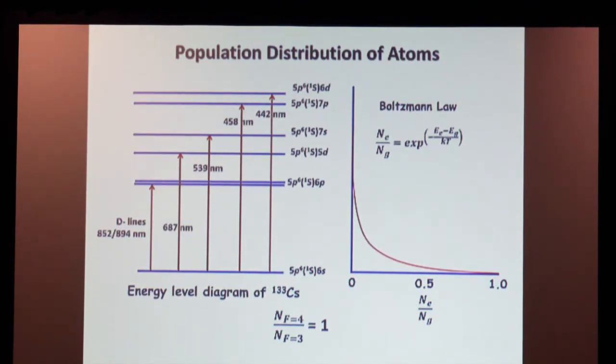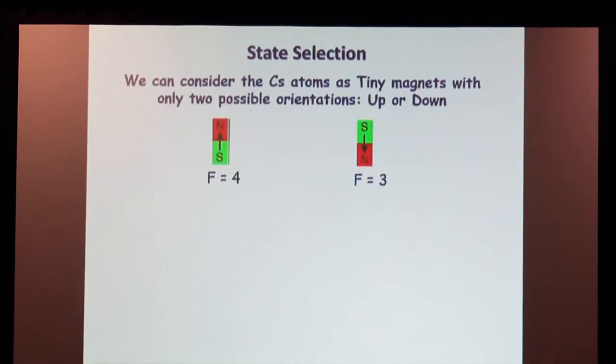And unless we have atoms only in F equal to 4 or F equal to 3, we cannot interrogate, because if we do, then the 3 atoms will go to 4 and 4 will go to 3, and the net result will be 0. So in some fashion, we have to do state selection. And this is how we do it.